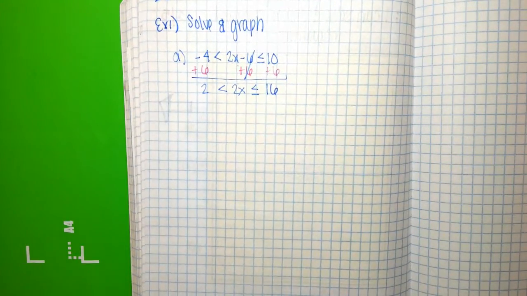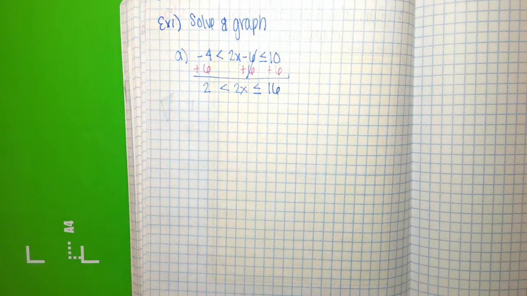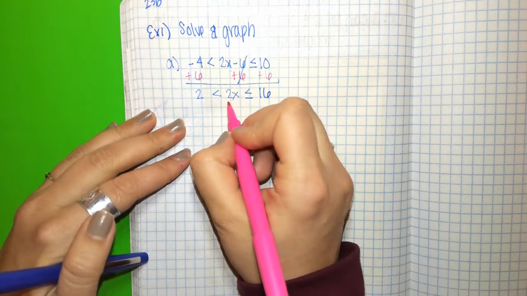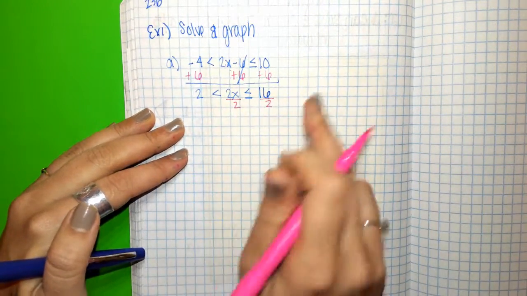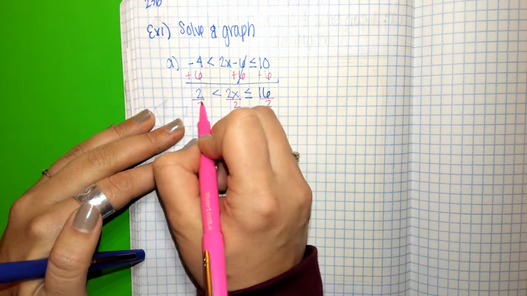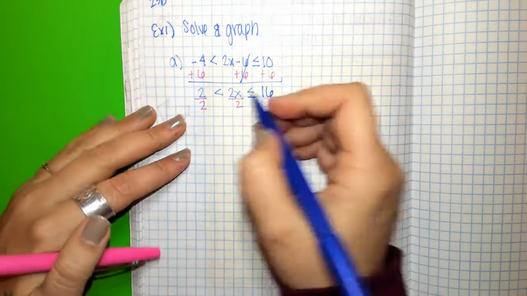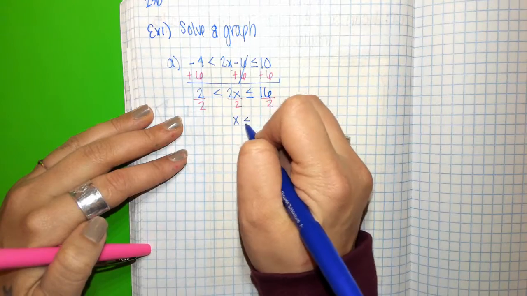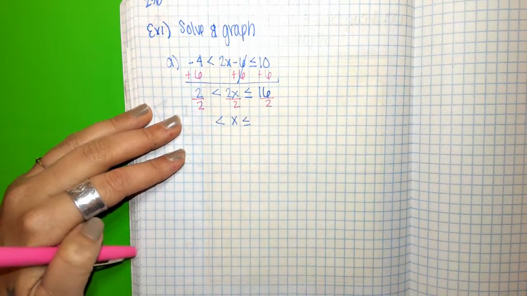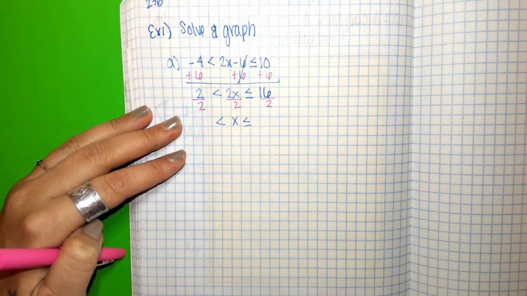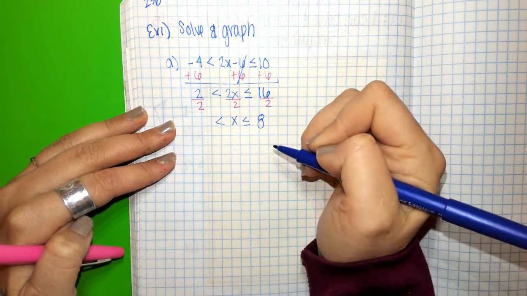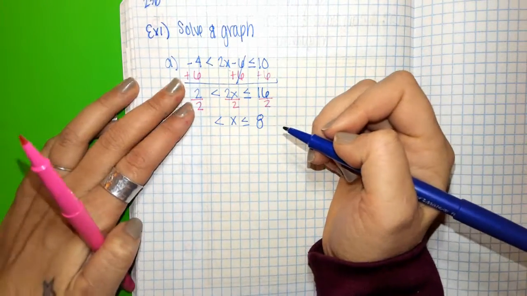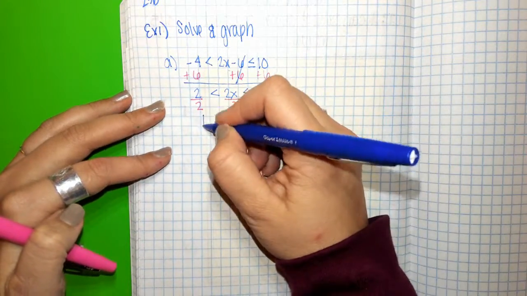Are we done? What do we have to do now? Divide by 2. Do we divide by 2 everywhere or just one side? Everywhere. All right, do I keep my sign? All right, what's 16 divided by 2? 8. What's 2 divided by 2? 1. There you go.